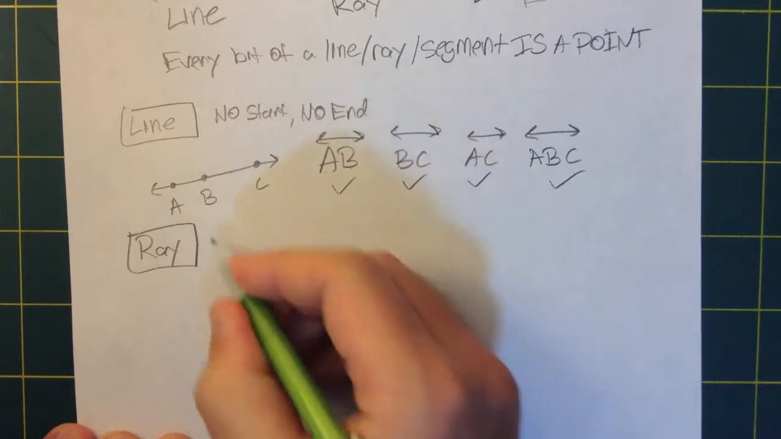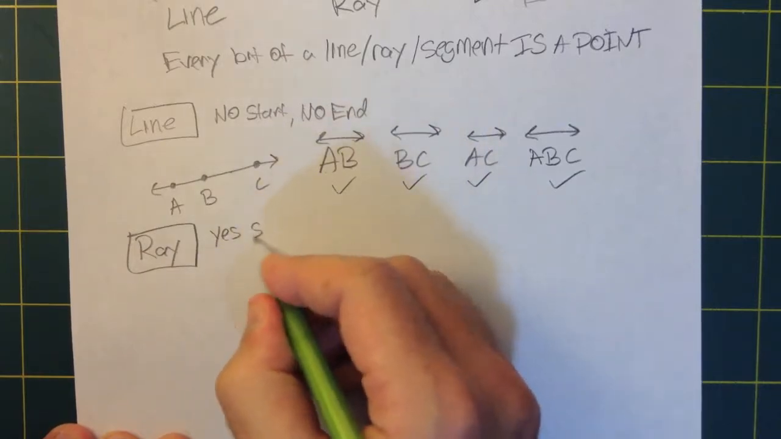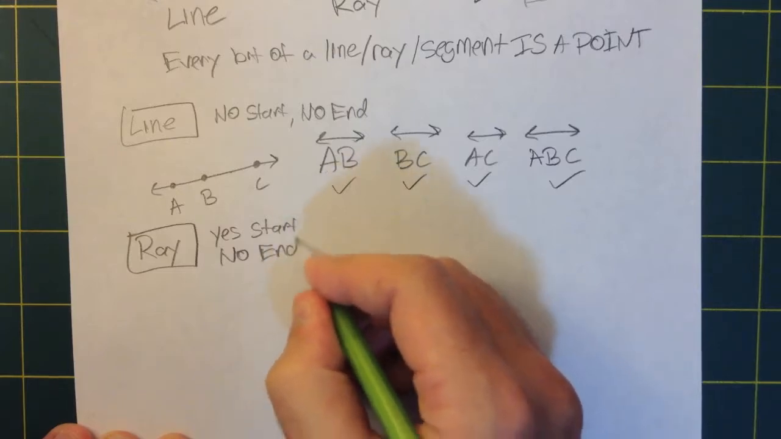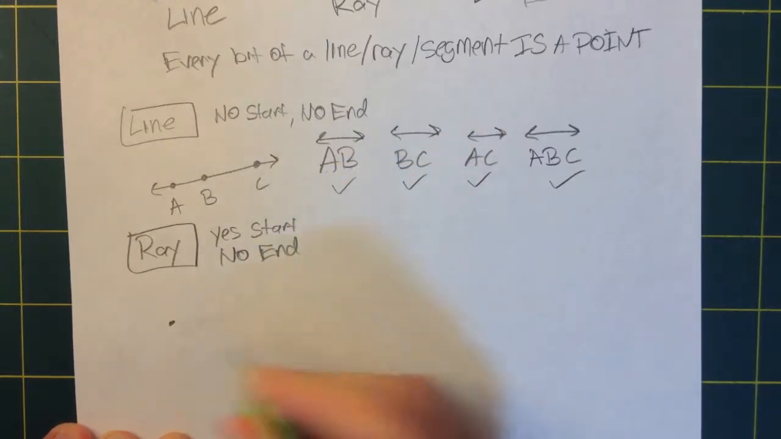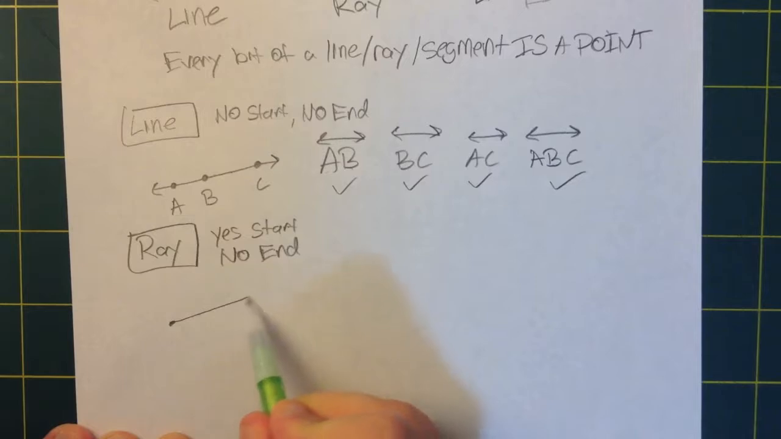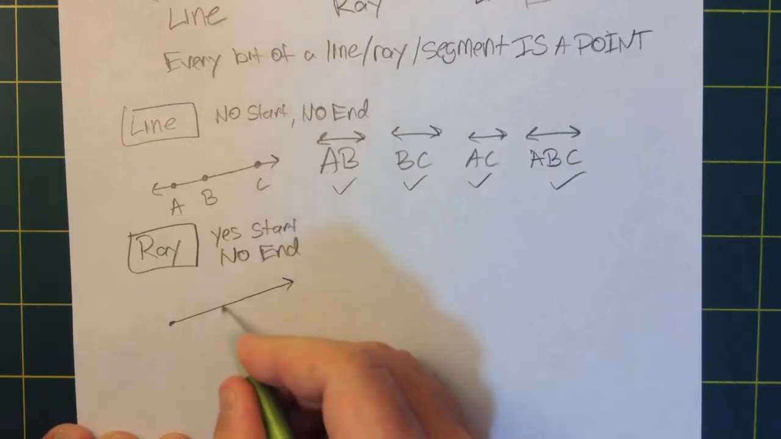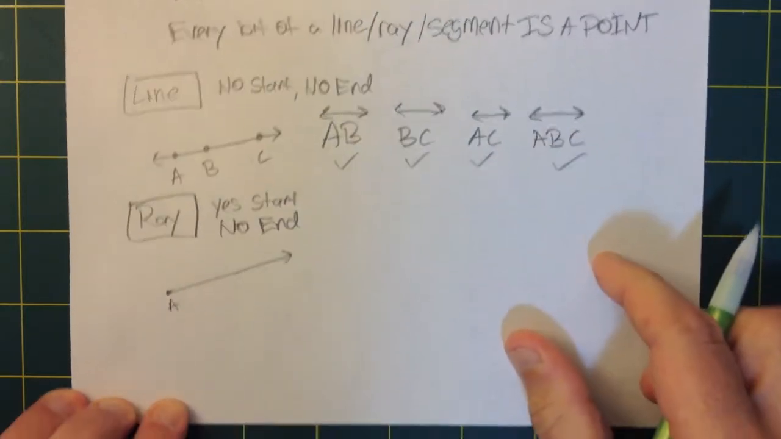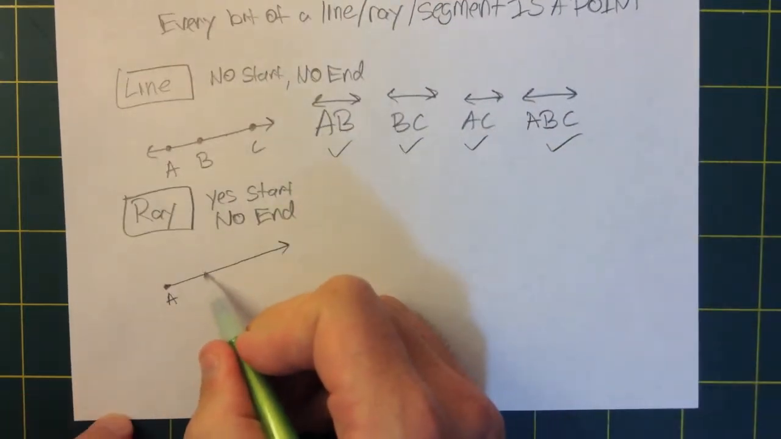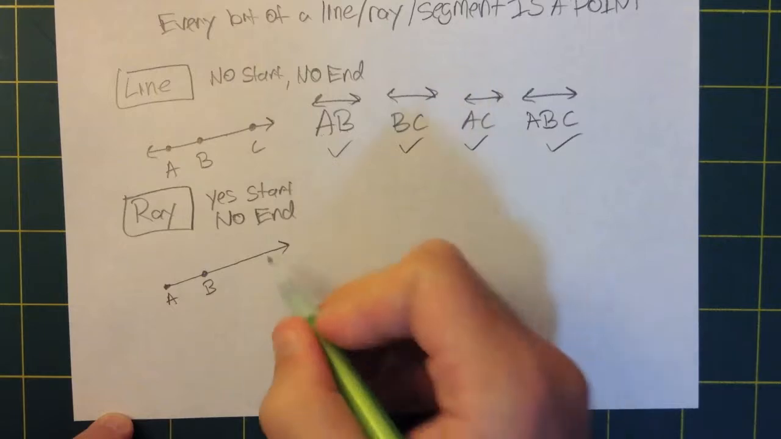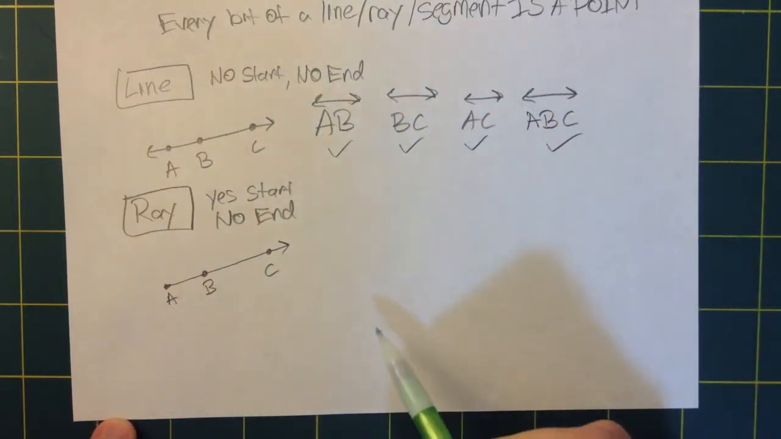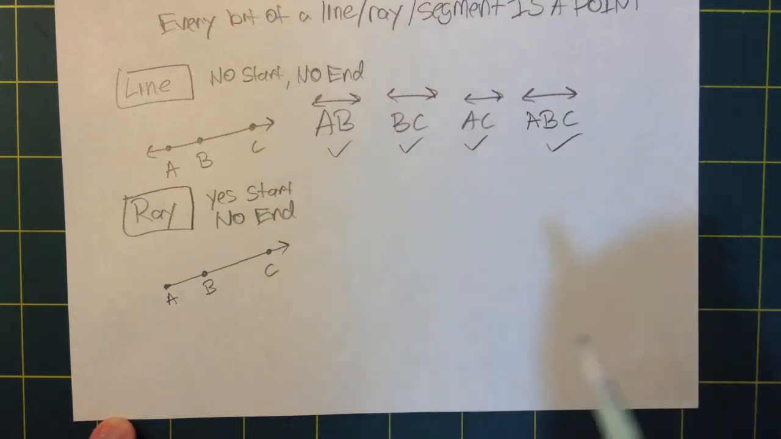A ray, yes, it has a start, but no, it does not have an end. So a ray starts in one spot, takes off, and goes on forever. And if I knew these points' names, I might bold them. When you name rays, you have to pay attention to where you're starting and where you're going.